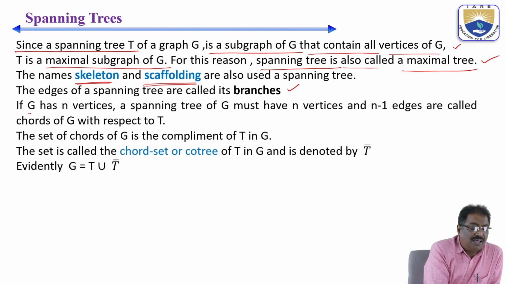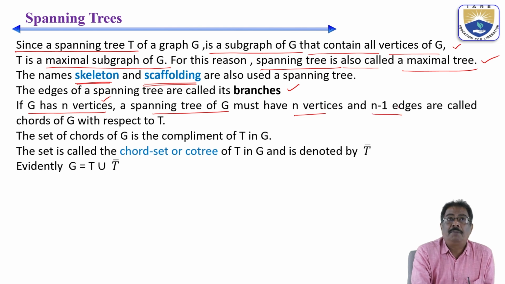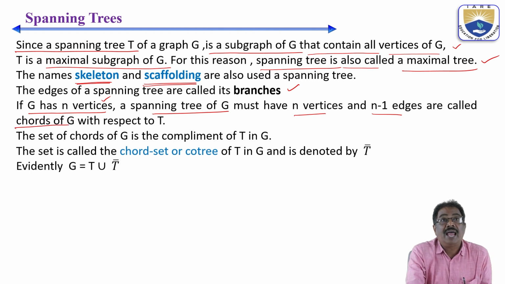Suppose G has n vertices, then the spanning tree also has n vertices, and of course it has n minus 1 edges. The remaining edges are each a chord, so there are chords with respect to the spanning tree T.